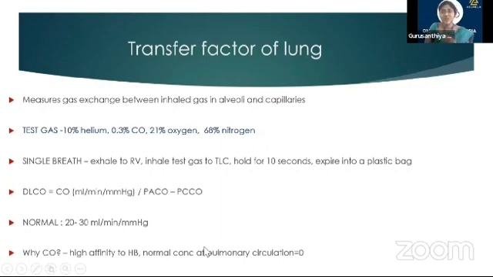Suppose we normally had carbon monoxide in the body, then it would become difficult for us to estimate the value of carbon monoxide present in the body and equate it. So we assume that the normal concentration in the pulmonary circulation is 0, and then it becomes easy for us to measure the diffusion across the membrane.